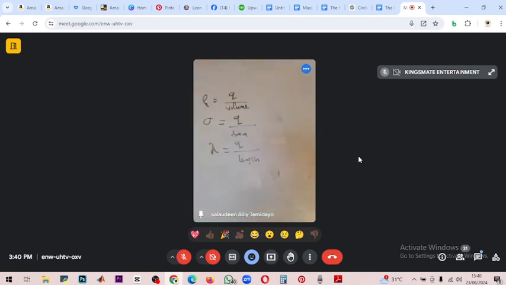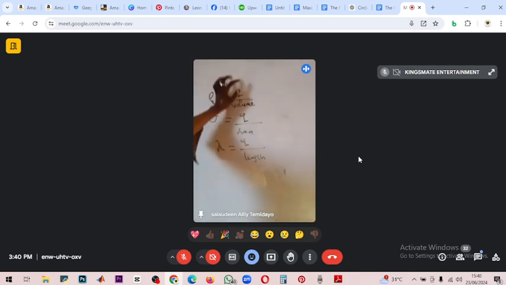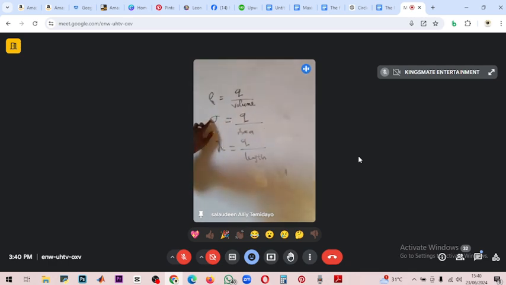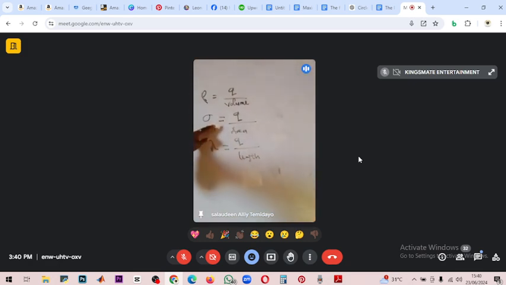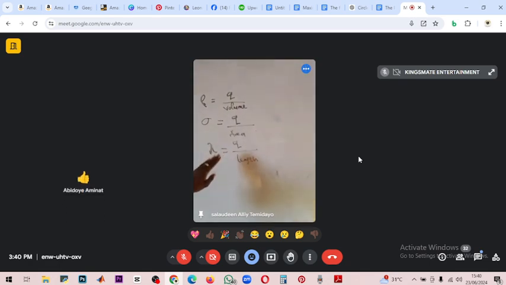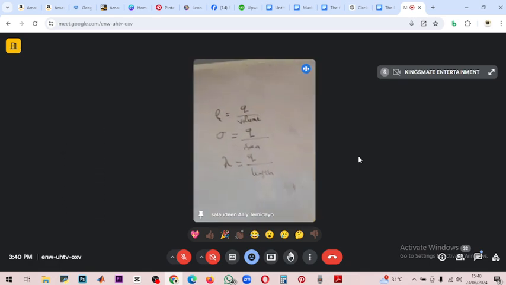Importantly, what we are trying to draw out is that rho times volume gives the charge here, sigma times area gives the charge here, and lambda times length gives the charge here. So are we making sense with the volume charge density, area charge density, and the line charge density? All right, so that's that.